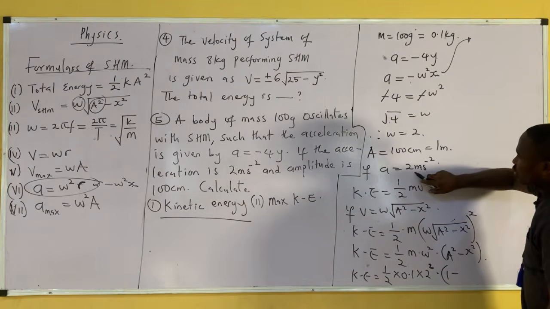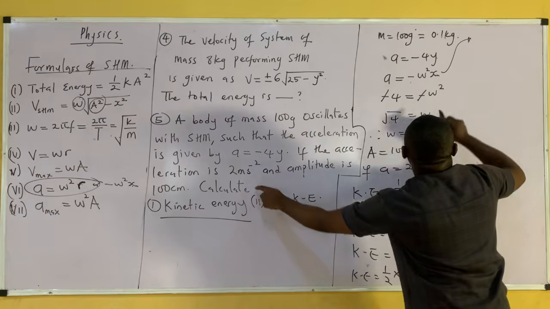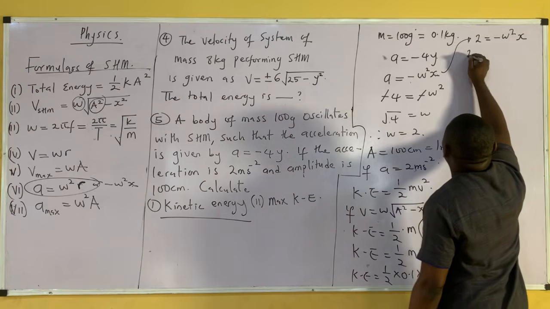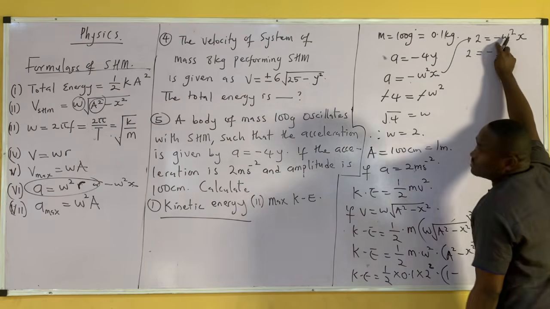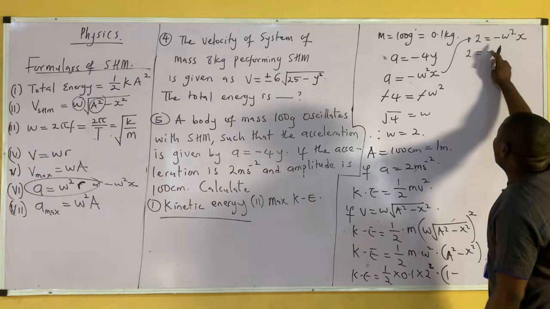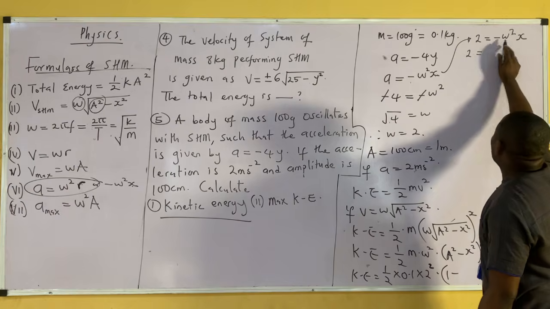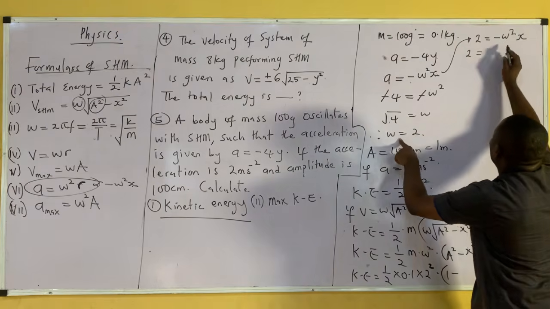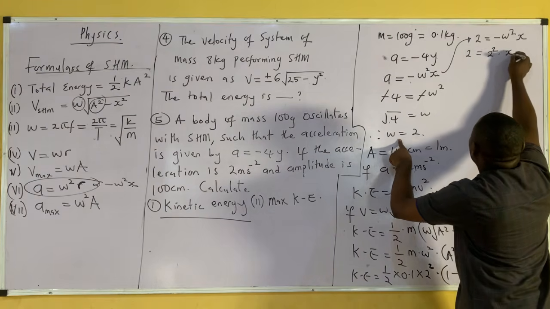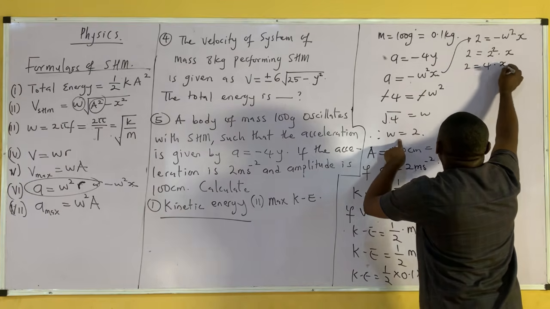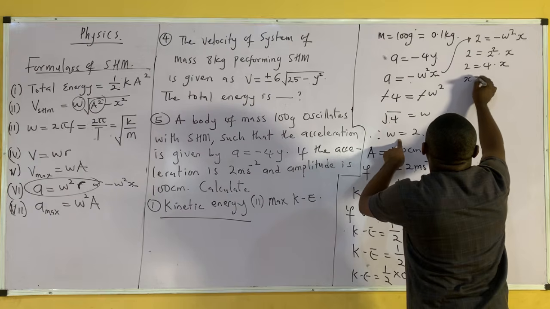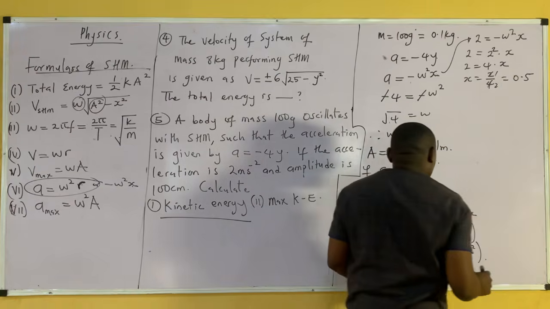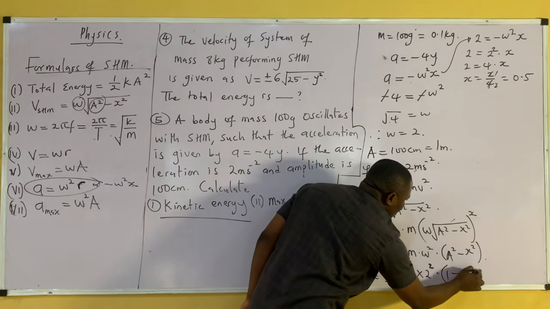Now look at this from here. a equals 2. We are told that acceleration is 2. So I will say 2 is equal to minus w squared x. The minus sign only shows that it is going in the opposite direction, so I can do away with it. What is my w? My w in the question is 2. So it becomes 2 squared times x. So 2 is equal to 4x. What is now x? x is equal to 2 over 4, so this is equal to 0.5. So my x is 0.5.